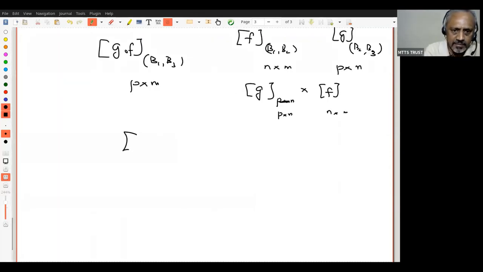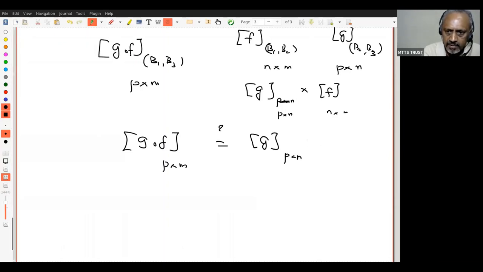Is the question clear? G composite F is a P cross M matrix. Is it equal to this matrix, which is P cross N, times this matrix, which is N cross M? This is the question.